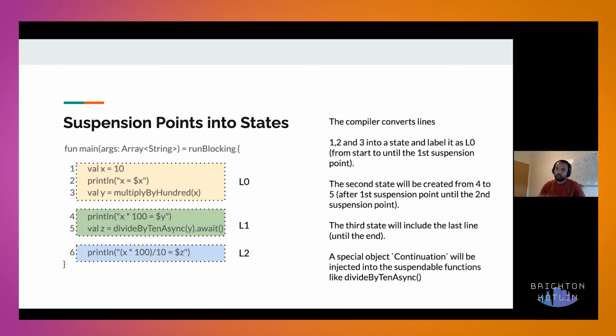So the compiler knows, okay, I have to break this code down to 3 blocks, label them, and keep the labels. And how do we keep these labels? There's a special object called continuation injected into these methods. For example, if you see this multiply by 100, it takes only one parameter. But once it compiled, if you look at the decompiled code, you see that there's another parameter called continuation, which is the state tracking object.